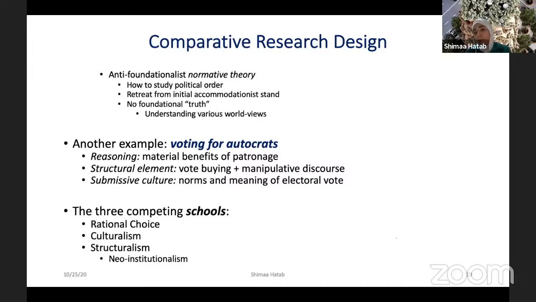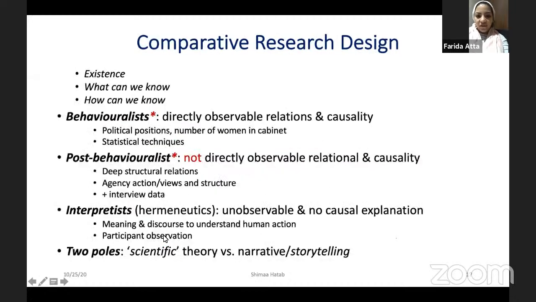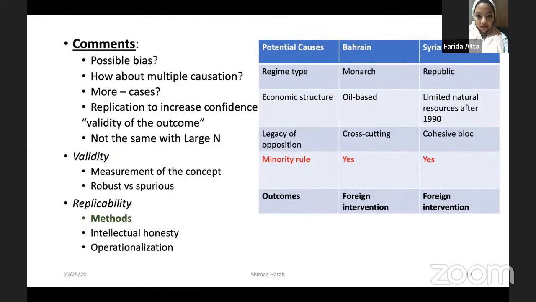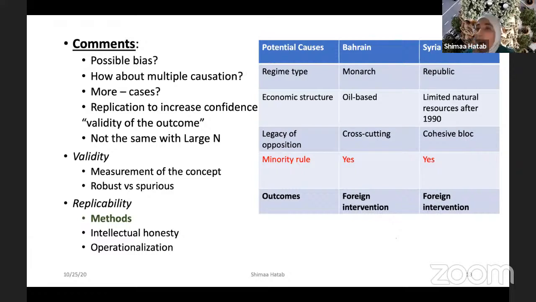In the first slide in the lecture, the point about validity, what is the meaning of the two words, robust and spurious? Spurious means that there is no real relationship between the two variables. Robust means it holds across, it's a genuine, real relationship between the two variables.